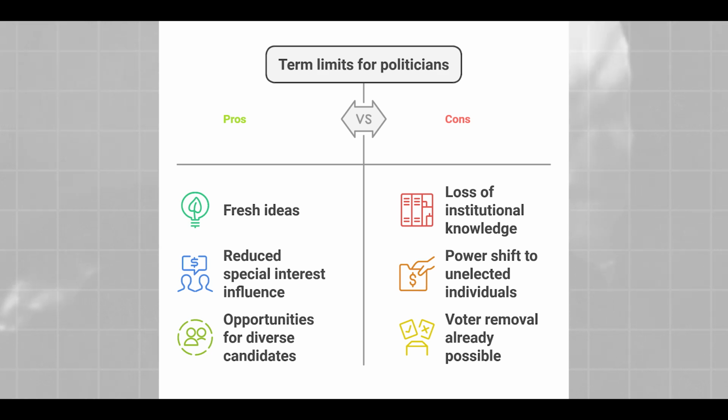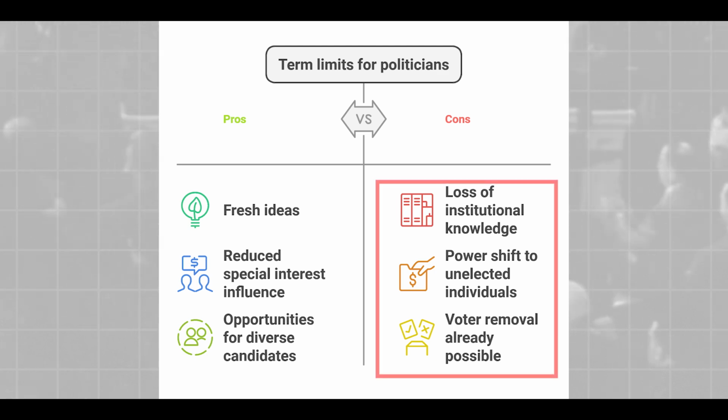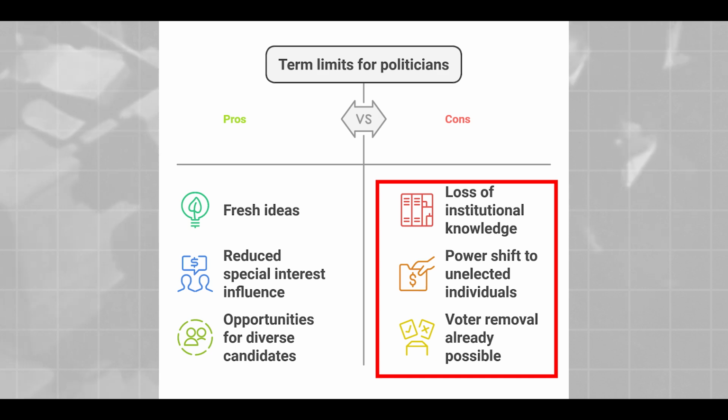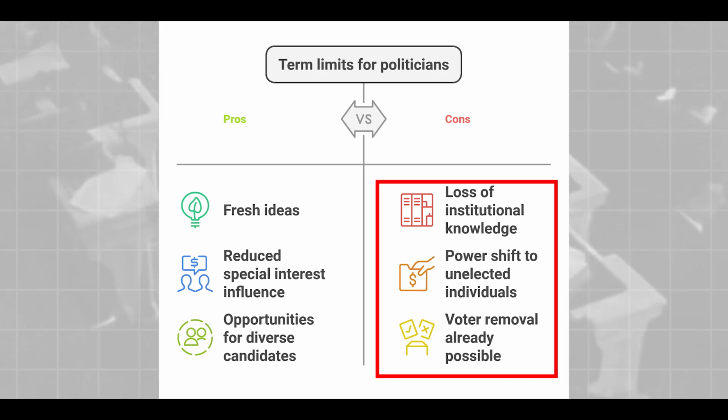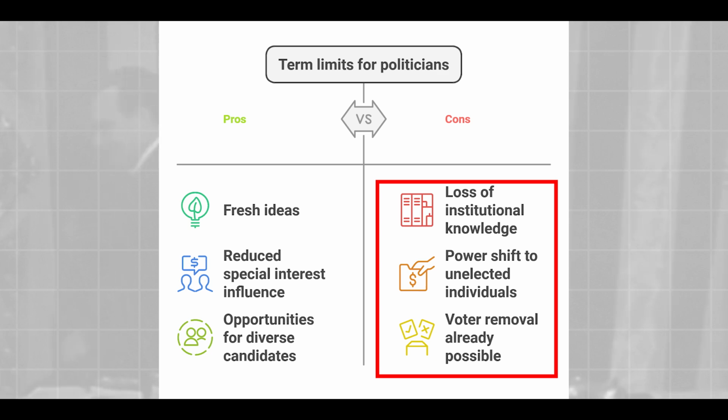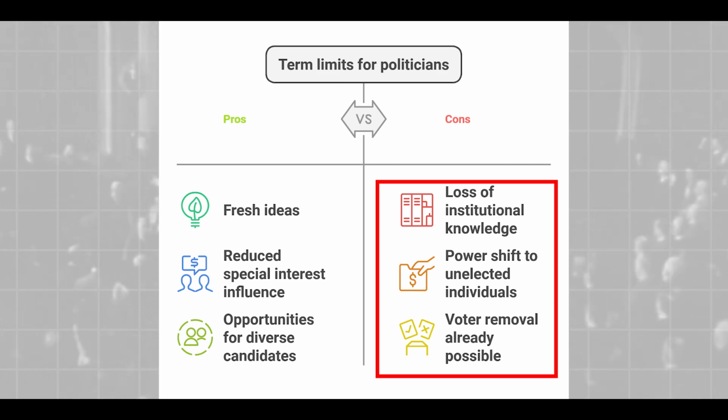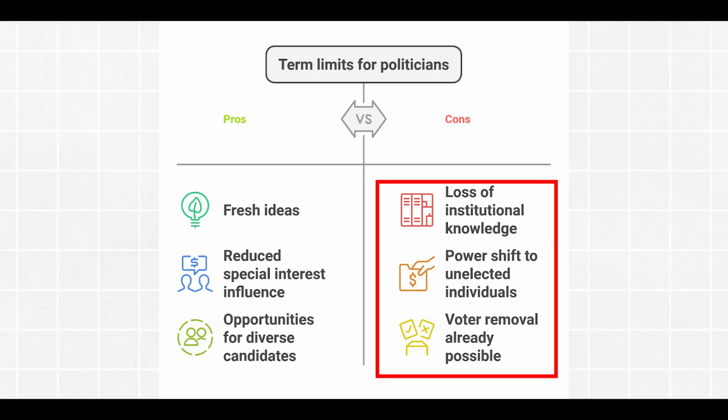But not everyone agrees. Opponents argue that term limits come with their own set of challenges. For one, term limits could lead to a loss of institutional knowledge, where long-serving members often have the expertise to navigate complex legislative processes. Second, critics claim term limits could shift power to unelected individuals, such as staffers or lobbyists, who stay in Washington even as elected officials rotate out. And finally, they argue that voters already have the power to remove politicians they don't like through regular elections.